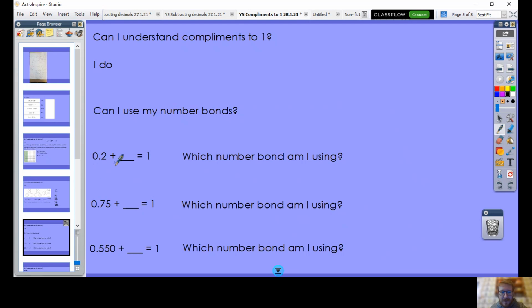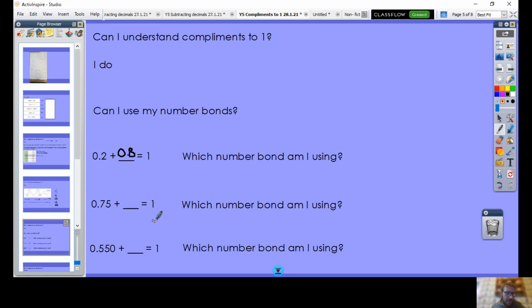For example, I've got 0.2. What do I add to 0.2 to make 1? Well, if I think about my number bonds to 10, which number bond am I using? I've got tenths, so I'm thinking about my number bonds to 10. 2 and 8 make 10. So 2 tenths and 8 tenths will make 10 tenths, which is the same as 1 whole. So it's going to be 0.8.